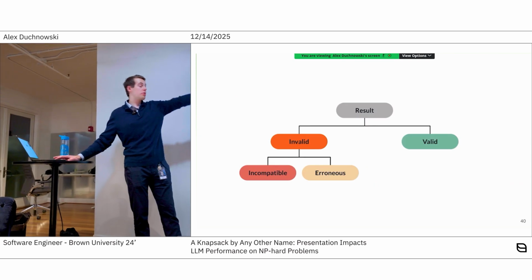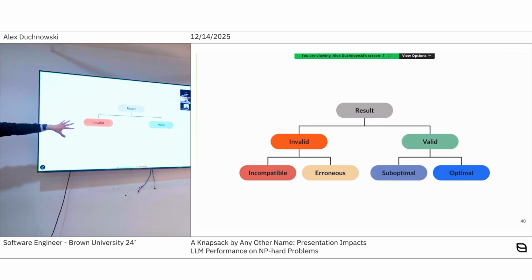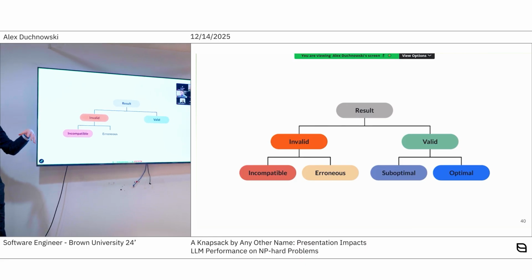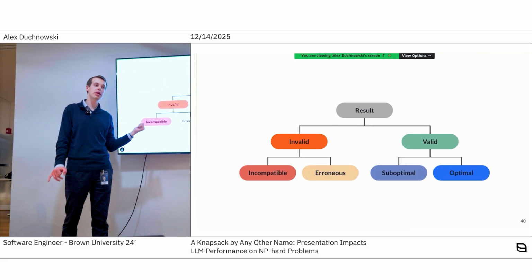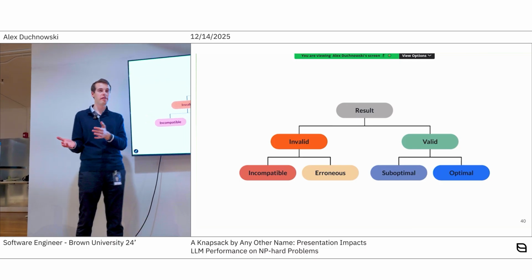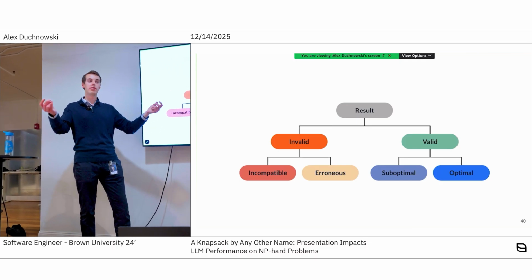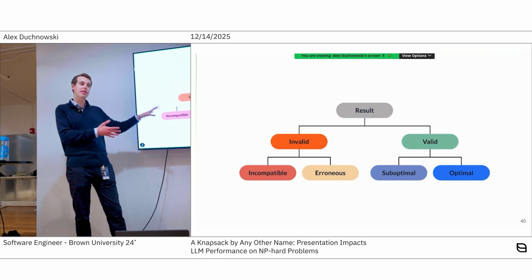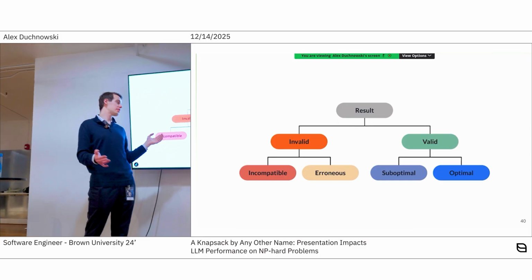Okay, when we got a result from the language model, we could classify this as either invalid or valid. An invalid result would mean that it's either incompatible or erroneous. Incompatible meaning this doesn't look like a solution to the problem. I asked you to give me colors for 5 nodes in a graph. You gave me colors for 10. I don't know what to do with that. Or you gave me a recipe for pie. That again, not compatible with what we were asking for.